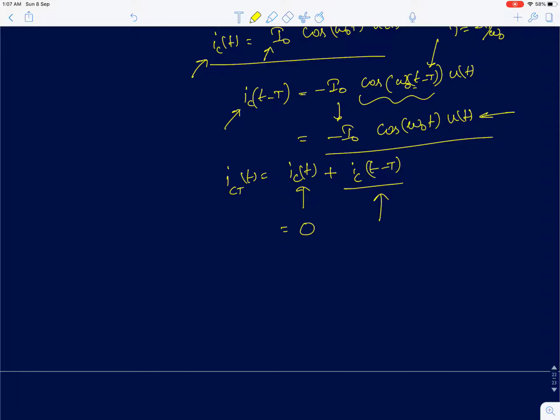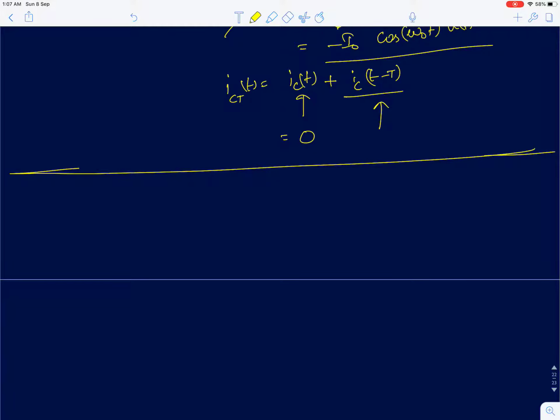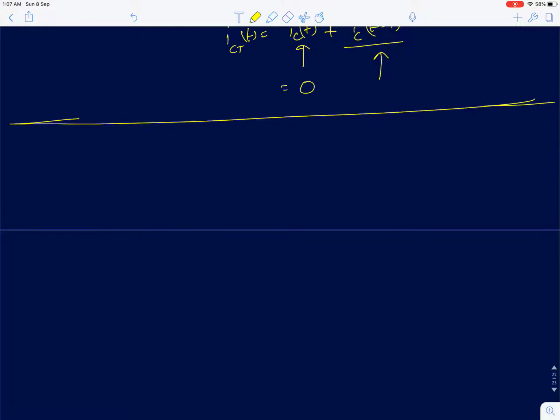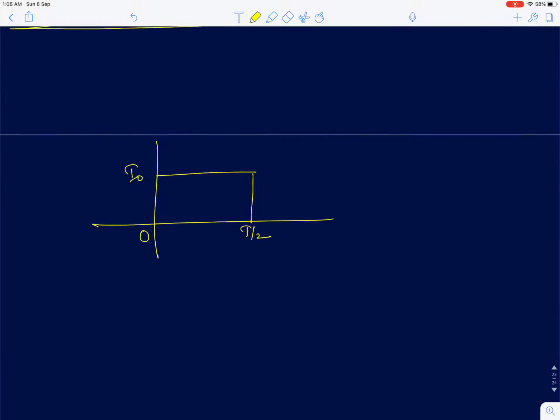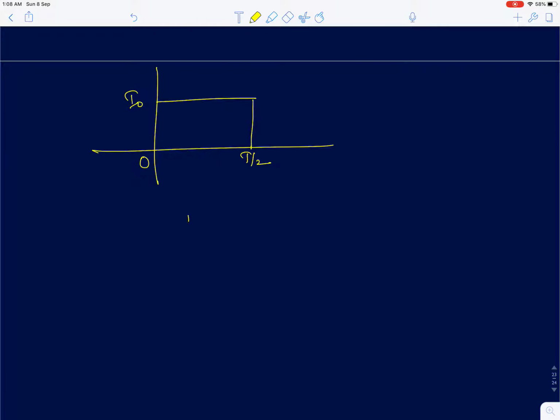Okay, so using the energy I could very easily solve this. I didn't have to go through the math at all. But now similarly we will try to solve for a different pulse width. What if the pulse width is 0 till T by 2? I naught, the width of the pulse is T by 2.